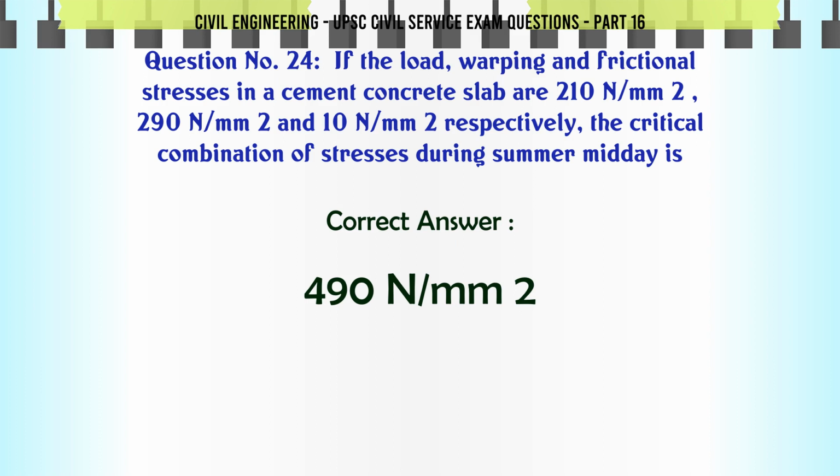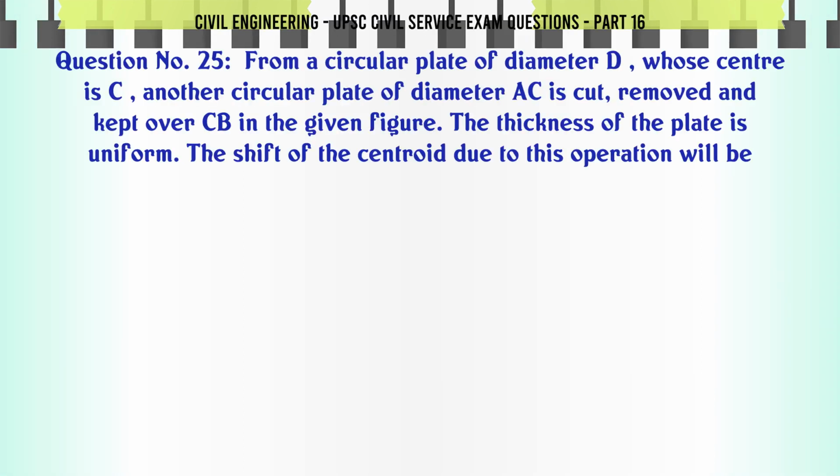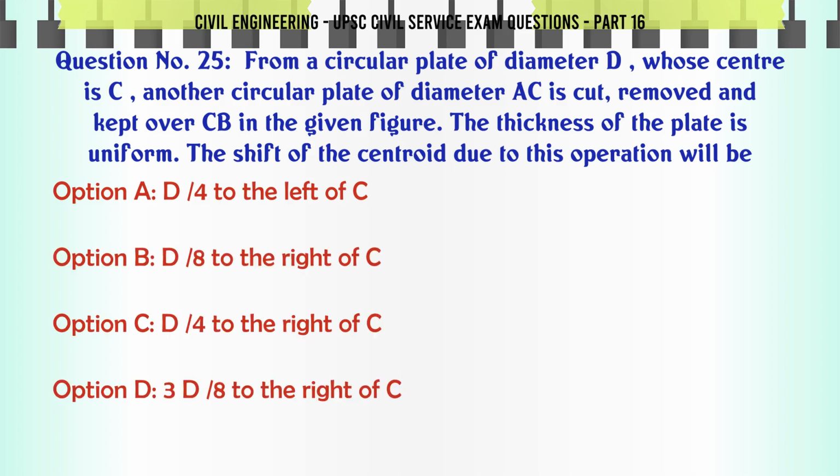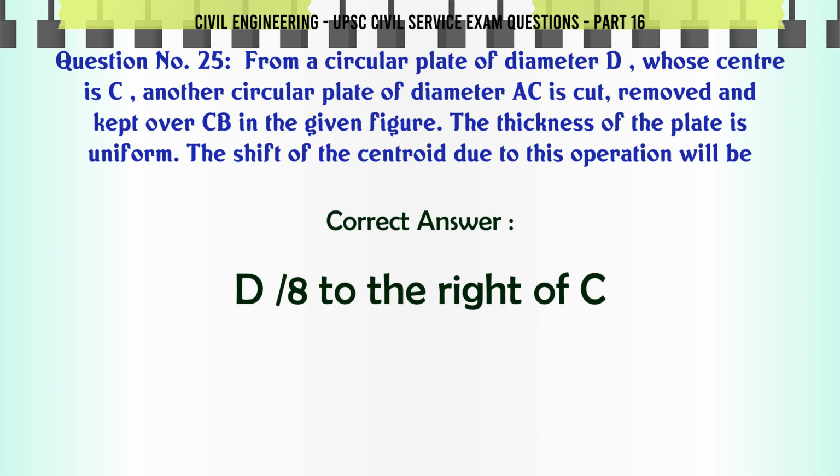490 N/m². From a circular plate of diameter d whose center is C, another circular plate of diameter AC is cut, removed and kept over CB in the given figure. The thickness of the plate is uniform. The shift of the centroid due to this operation will be A d/4 to the left of C, B d/8 to the right of C, C d/4 to the right of C, D 3d/8 to the right of C. The correct answer is d/8 to the right of C.